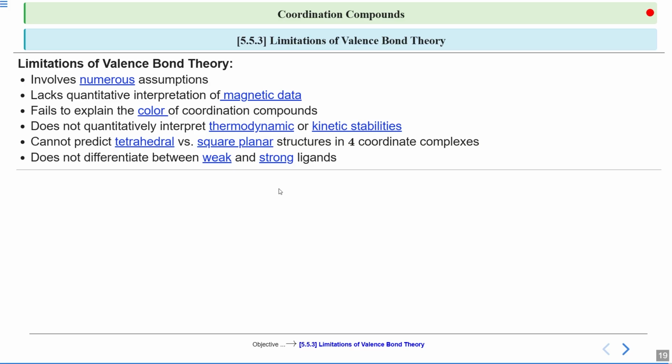It isn't able to predict tetrahedral versus square planar structures, because this theory uses hybridization to predict the shapes, and it doesn't always predict the exact bond angles or lengths. So it isn't able to differentiate between square planar and tetrahedral geometry for coordination number 4, in four coordinate complexes. And also it does not differentiate between weak and strong field ligands. The valence bond theory doesn't explain the spectrochemical series on the basis of which we can differentiate between weak and strong field ligands, so it doesn't explain the varying strength of the ligands. So these are the limitations of the valence bond theory.